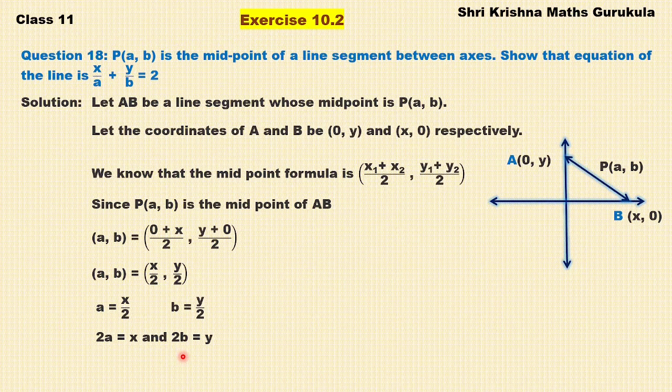Now we have got 2 points on the line, that is in terms of a and b. So we shall write the coordinates of points A and B. Coordinates of point A will be 0 comma 2b and coordinates of point B will be 2a comma 0. Now to find the equation of the line, we now know 2 points on the line. We can easily find the slope, we can easily find the equation of the line, correct? Yes.